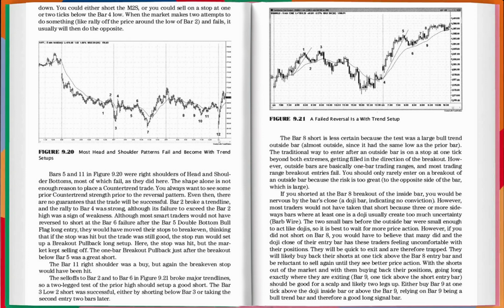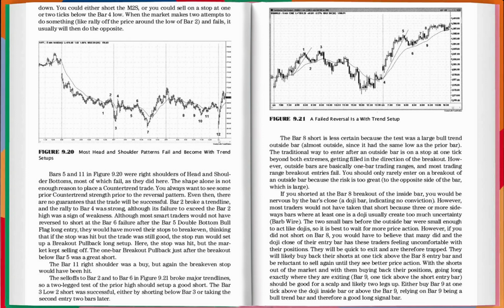If you shorted at the bar 8 breakout of the inside bar, you would be nervous by the bar's close, a doji bar, indicating no conviction. However, most traders would not have taken that short because 3 or more sideways bars where at least one is a doji usually create too much uncertainty, barbed wire. The 2 small bars before the outside bar were small enough to act like dojis, so it is best to wait for more price action.